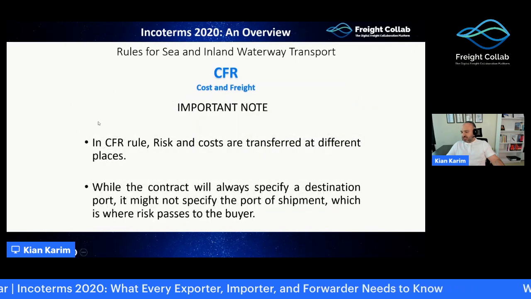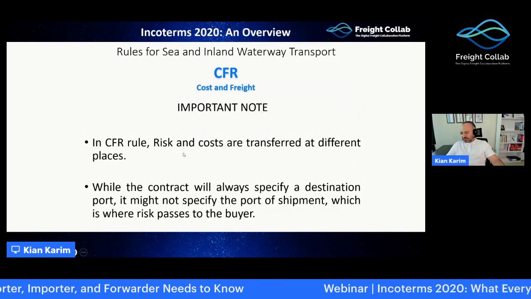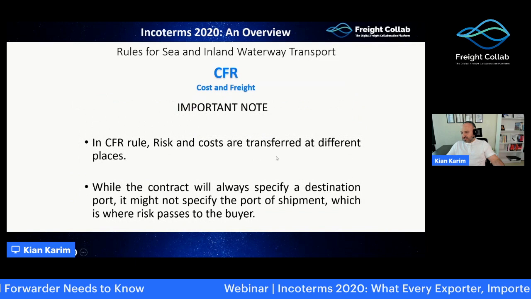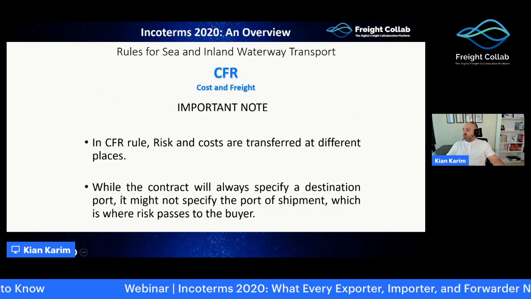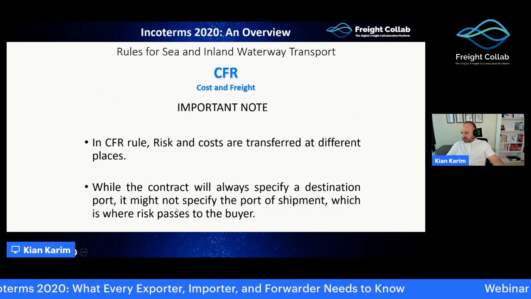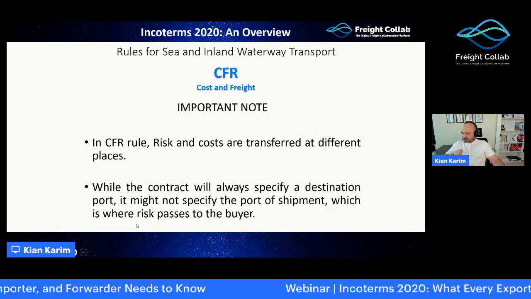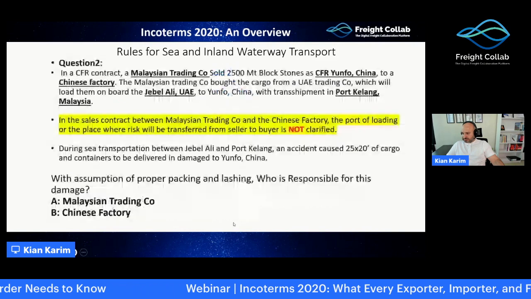But before going to the question, I have an important note here. In the CFR rule, as I explained, risk and costs are transferred at different places. While the contract will always specify the destination port, it might not specify the port of shipment, which is where risk passes to the buyer.